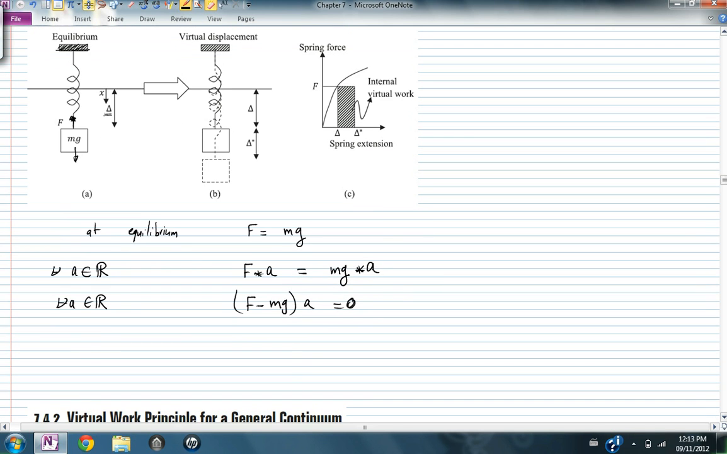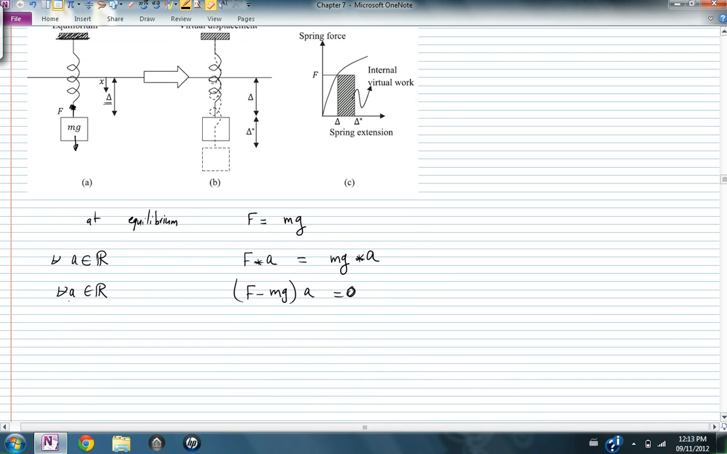Now I'm going to add some physics to this quantity, and instead of calling it A, I'm going to call it u star. What is u star? I'm going to just assume that u star is a displacement. And so for any displacement u star, F multiplied by u star is equal to mg multiplied by u star. Because this applies for any displacement, this is equivalent to saying F is equal to mg.